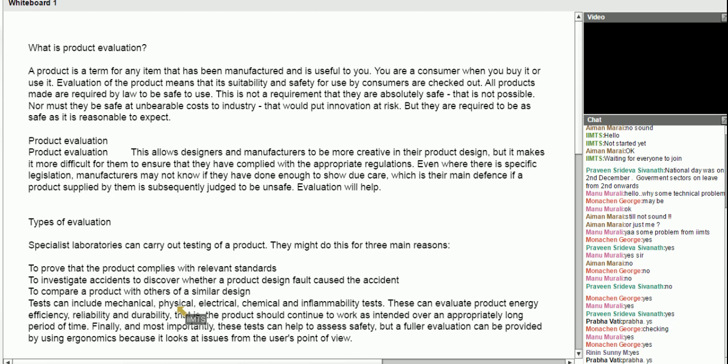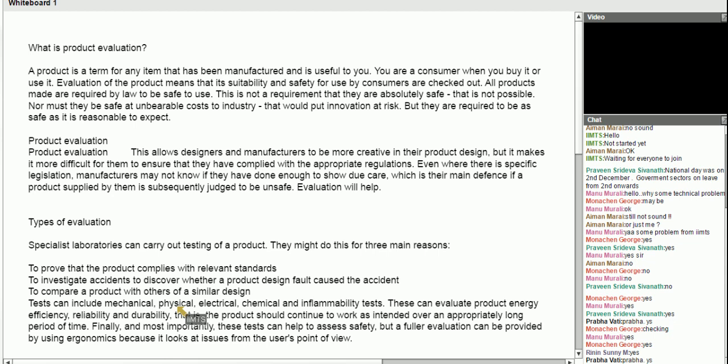These can evaluate product energy efficiency, reliability, and durability. That is, the product should continue to work as intended over an approximately longer period of time. Finally, and most importantly, these tests can help to assess safety, but a fuller evaluation can be provided by using ergonomics because it looks at issues from the user's point of view.